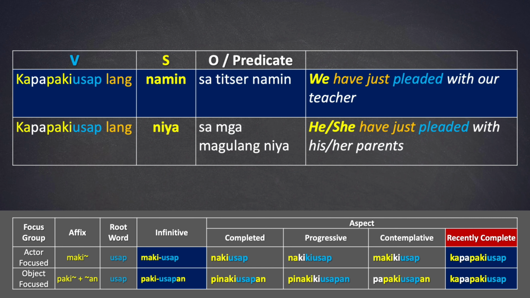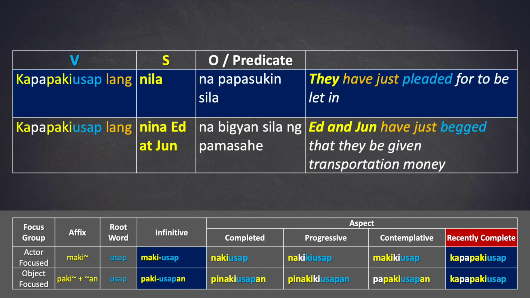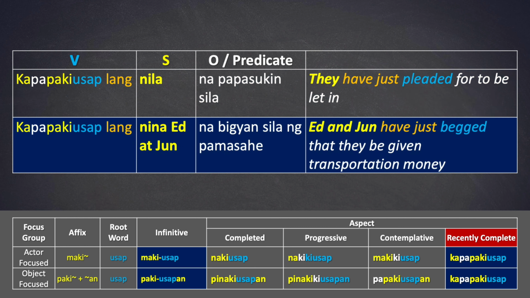Like, kapapakiusap lang namin sa teacher namin. We have just pleaded with our teacher. Kapapakiusap lang niya sa mga magulang niya. He or she has just pleaded with his or her parents. Kapapakiusap lang nila na papasukin sila. They have just pleaded for them to be let in. Kapapakiusap lang nina Ed at June na bigyan sila ng pamasahe. Ed and June have just begged that they be given transportation money.